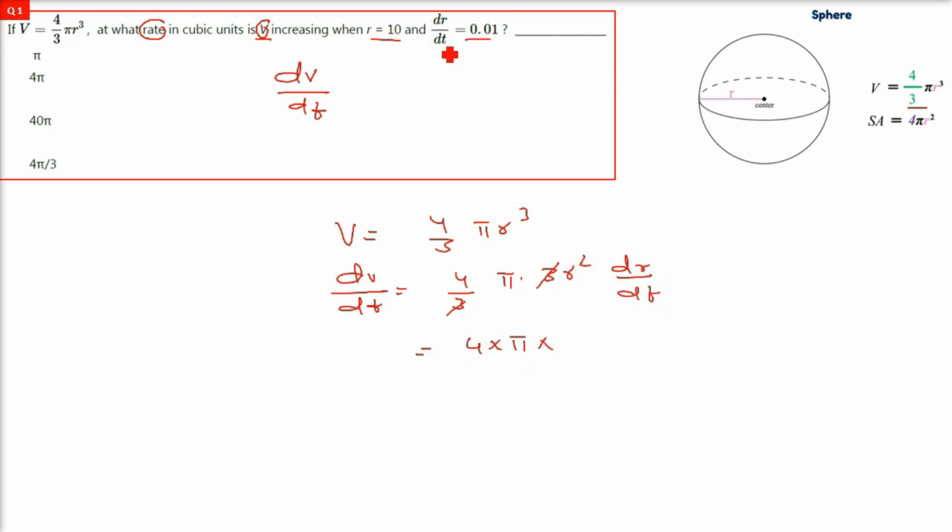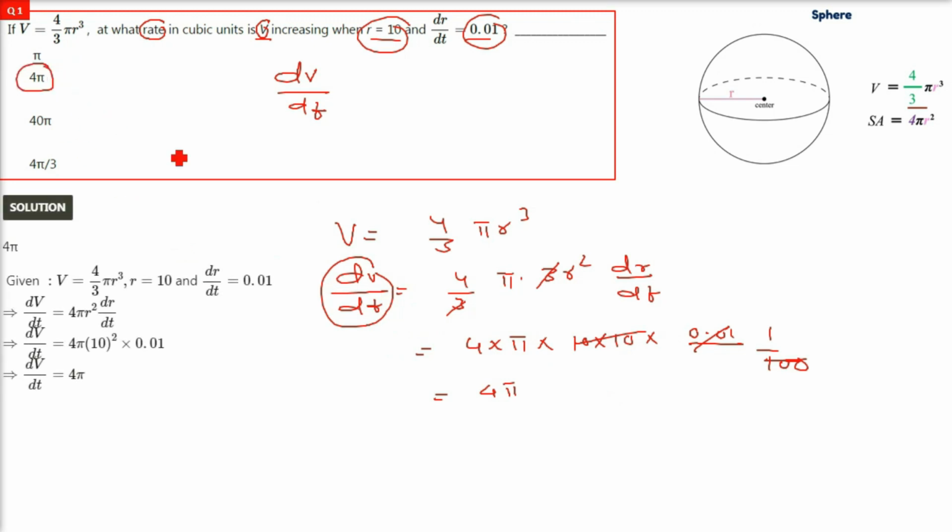So 4 pi r square, r is what? 10. So it will be 10 into 10, that is 100. And then we have dr by dt, which is 0.01. So just put it here, 0.01. So this is 1 by 100. You can just cancel this 10 into 10 with 100 and you will get dV by dt equal to 4 pi. This is volume, cubic unit by time. What is the answer? This 4 pi is your answer.